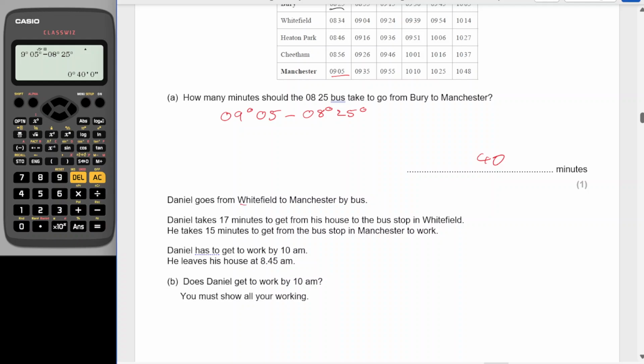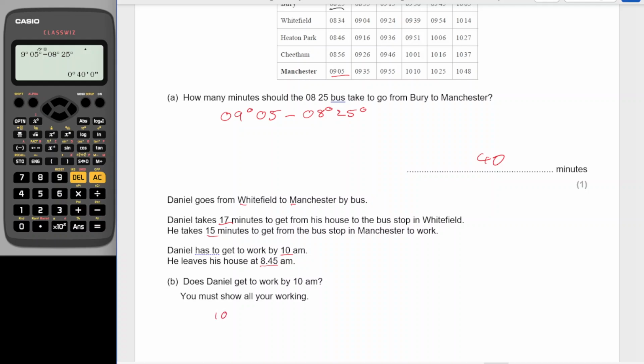Daniel goes from Whitefield to Manchester by bus. Daniel takes 17 minutes to get from his house to the stop in Whitefield. He takes 15 minutes to get from the bus stop in Manchester to work. Daniel has got to be at work by 10 AM. He leaves home at 8:45. Does he arrive by 10 AM?